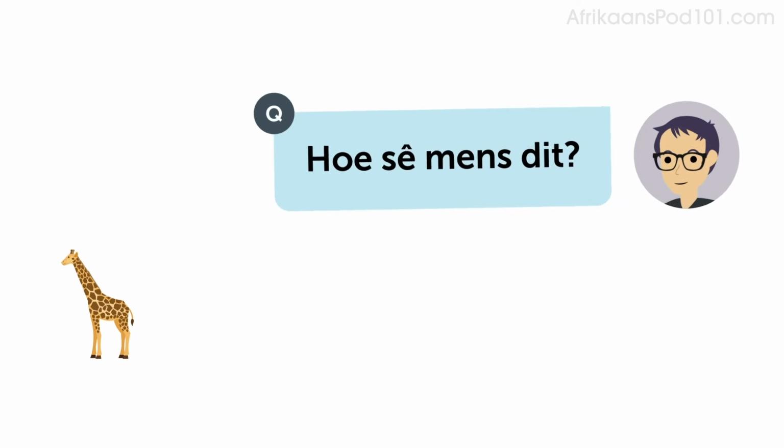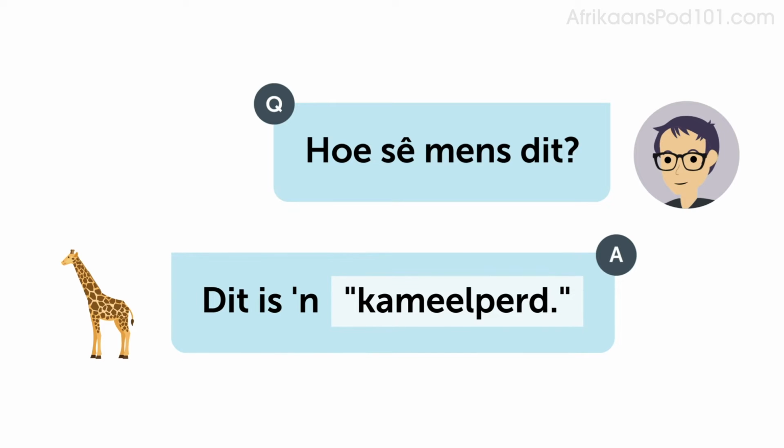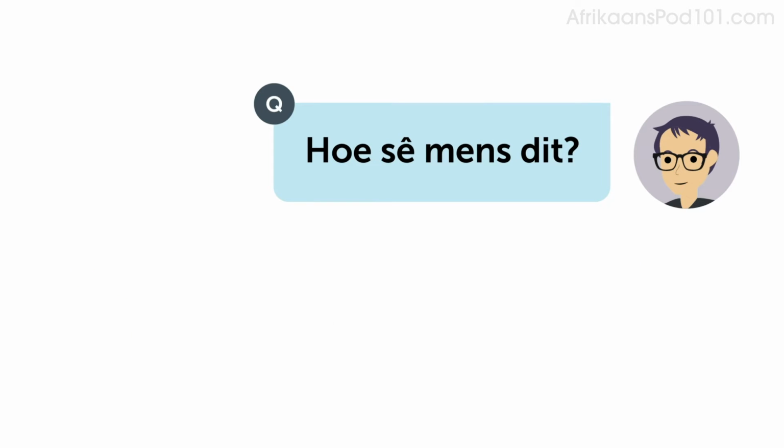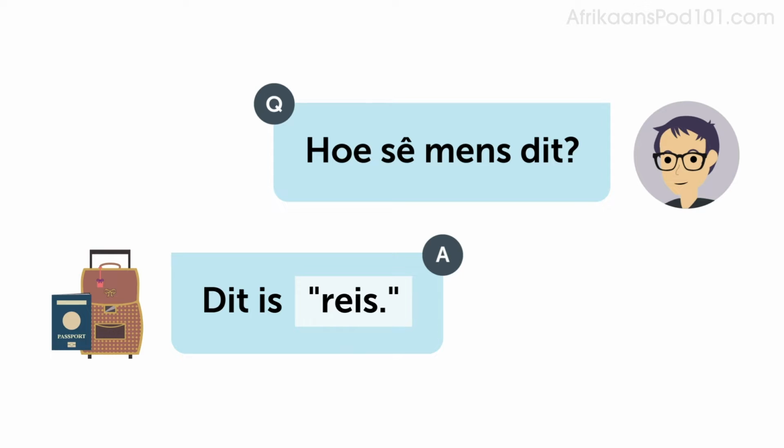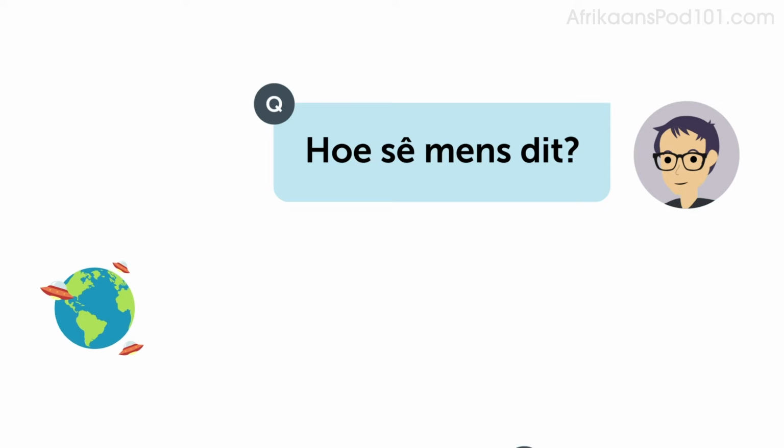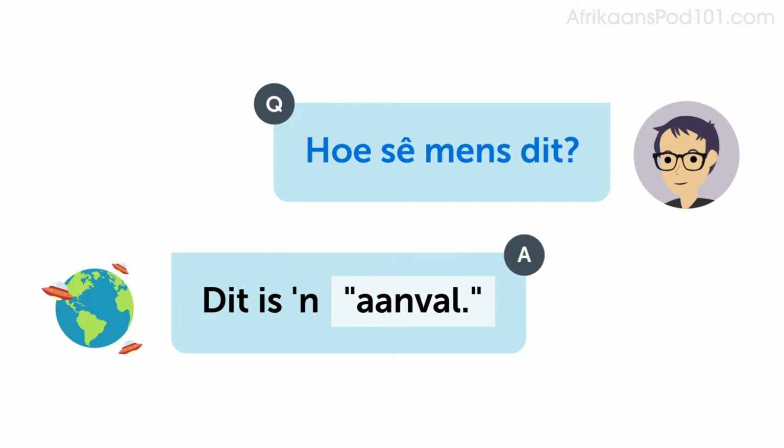Let's look at some examples. Listen and repeat or speak along with the native speakers. Hoe sê mens dit? Dit is 'n kameelperd. Hoe sê mens dit? Dit is rys. Hoe sê mens dit? Dit is 'n aanval.